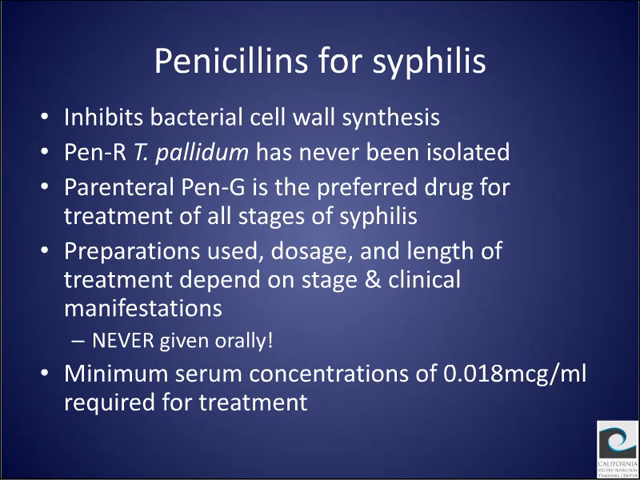IV Pen-G is always the preferred drug of choice for all stages of syphilis, IV or IM. We never give it PO, and depending on the stage of disease, as you know, determines the dose that we give. Luckily for us, the minimum serum concentration we need to eradicate syphilis in the body is very, very low, 0.018 microgram per mL, which is why we have the treatments that we have today.